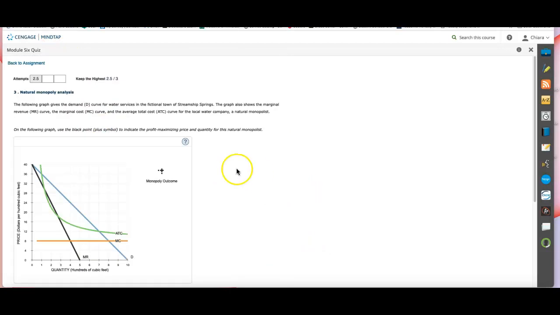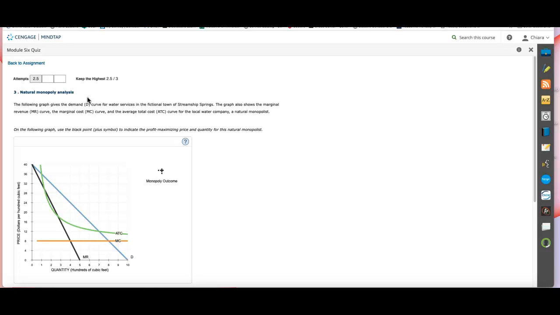Let's move on to question number 3, natural monopoly analysis. A natural monopoly happens when there's a firm that can produce the output for the whole market more efficiently on its own than if the production was split up among several firms. Think of water distribution. Think of electricity distribution. Utilities in general tend to be natural monopolies. The following graph gives a demand curve for water services in the fictional town of Steamship Springs.